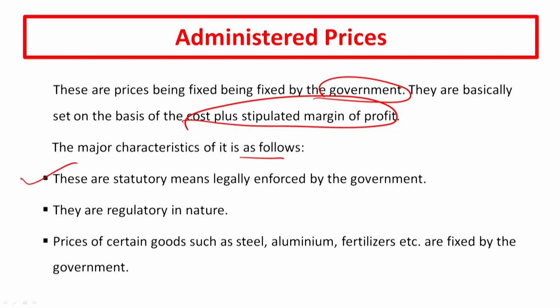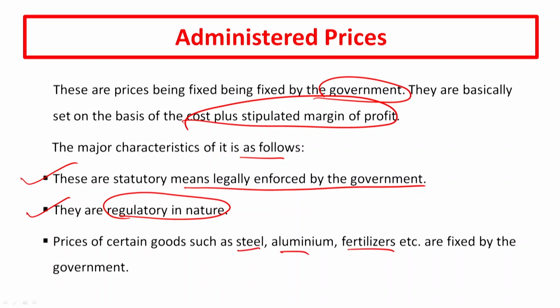These are statutory, meaning legally enforced by the government. They are regulatory in nature, which means they are regulated by the government, and prices of certain goods such as steel, aluminum, fertilizers, etc. are fixed by government. So in administered prices, the prices are fixed by government for products such as steel, aluminum, fertilizers, etc.